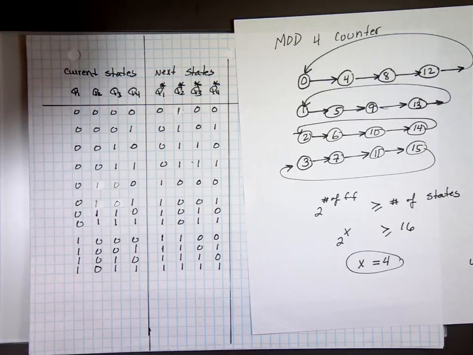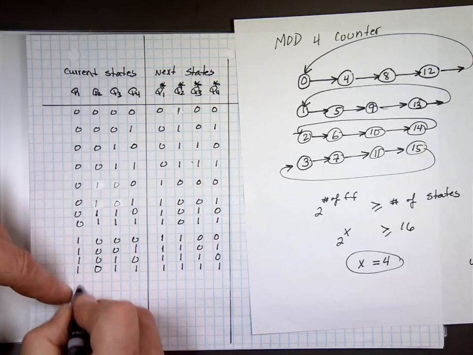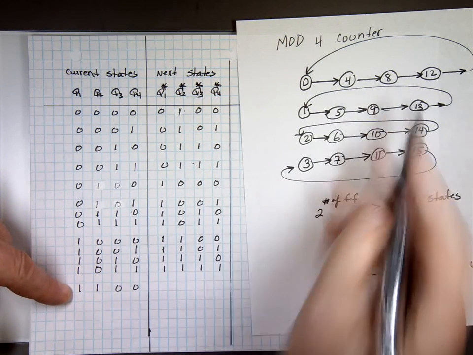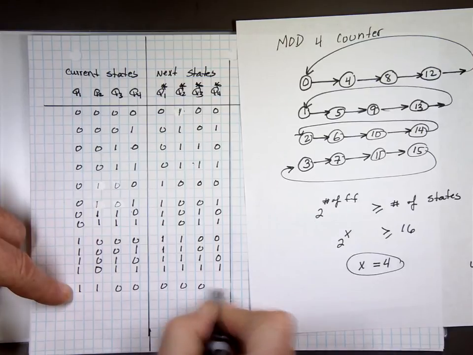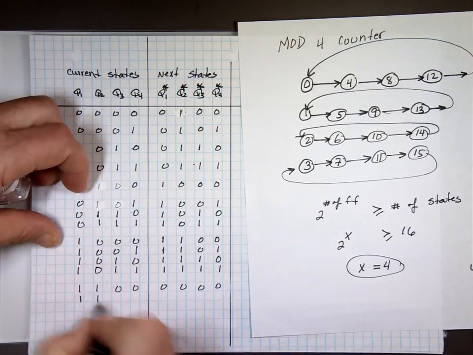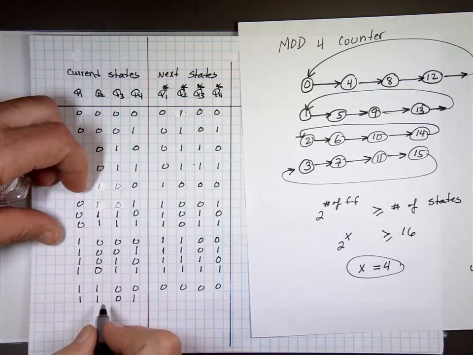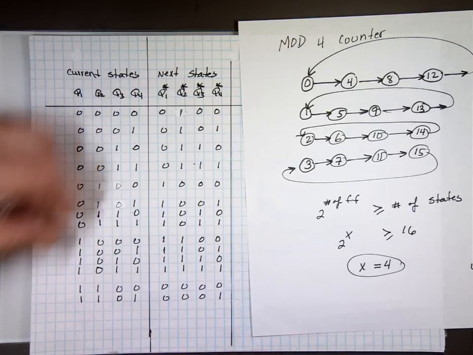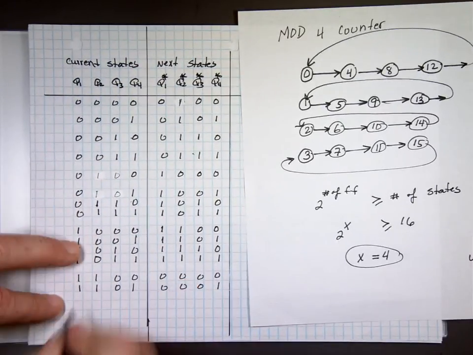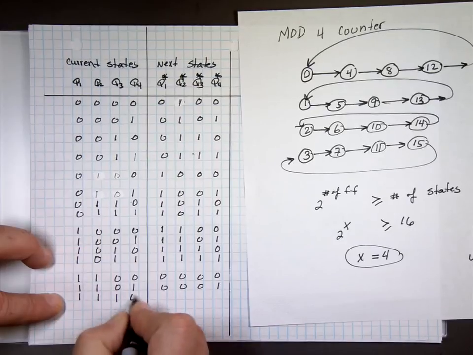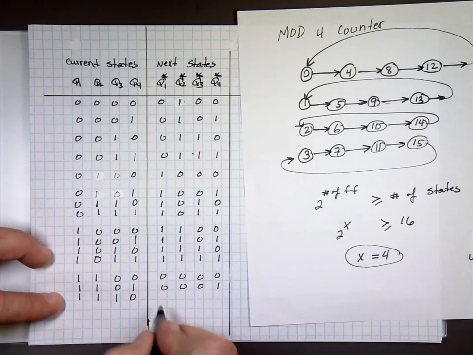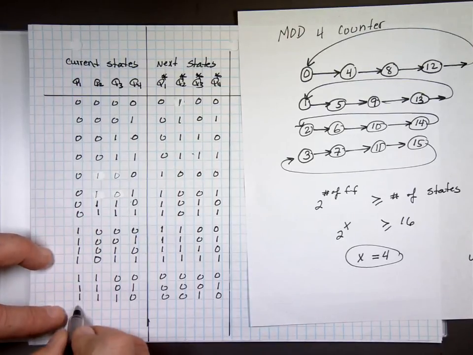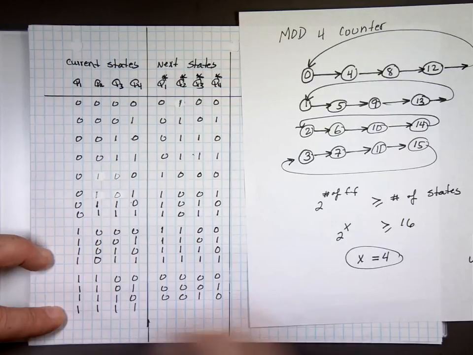4 more states. If I am at 1, 1, 0, 0, that's 12. Where does 12 go? It brings back to 0. 1, 1, 0, 1, that's 13. That takes you back to 1. 1, 1, 1, 0, 14 takes me back to 2. And the last one, 15, 1, 1, 1, 1, takes me back to 3.